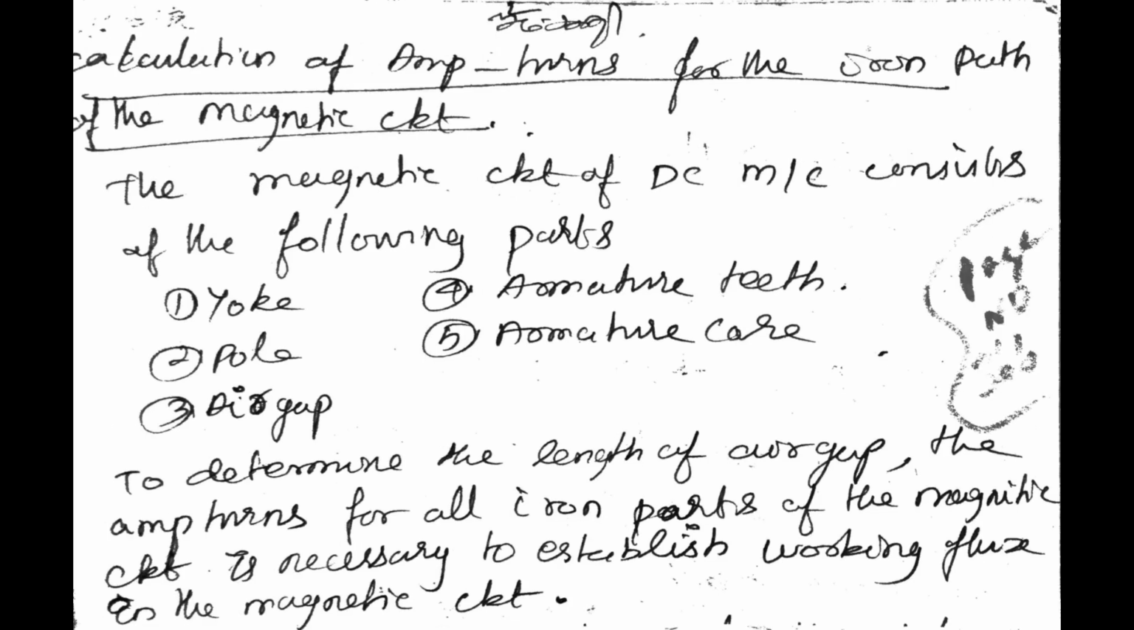Solution: number of commutator segments is equal to number of armature coils, that is 540. Second, DC is equal to 0.7 D, that is 0.7 into 170, which is equal to 119 centimeter. Third, check for DC. First, pitch tau C is equal to pi DC divided by number of commutator segments, that is pi into 119 divided by 540.